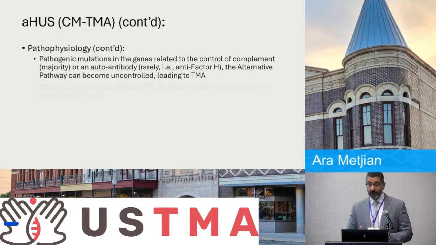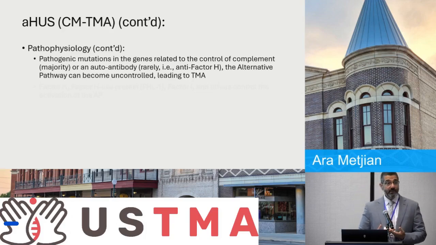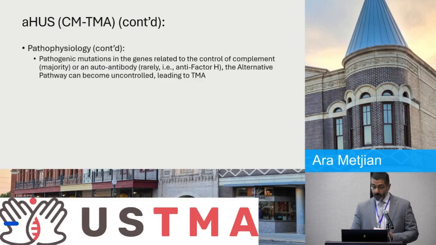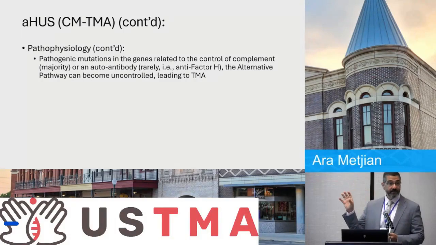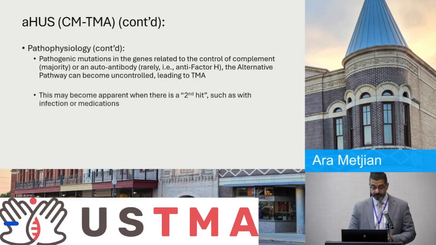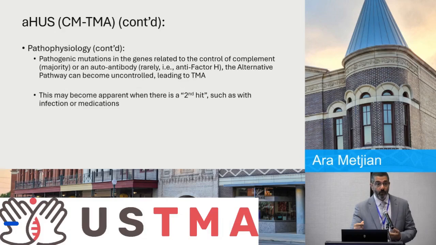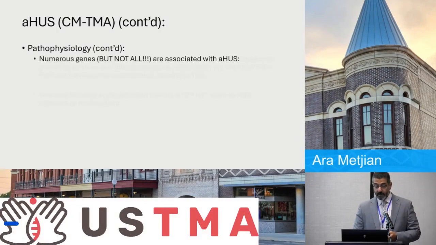How does this go wrong? Well, people can have mutations in these genes in which the brakes are not working as well. Or someone can develop an antibody. Their own immune system can develop an antibody against things like factor H that prevent it from working. And we see this usually when there's what we think is a second hit, although it could be a third, fourth, fifth, but we're not that smart. What we consider a second hit, like medications or infections, overwhelm the system and allow complement to go unabated.